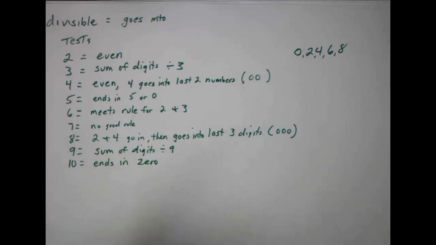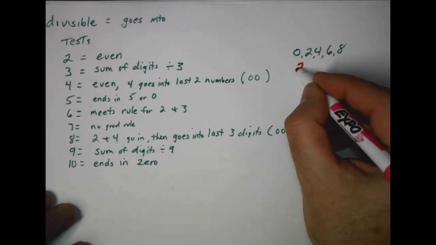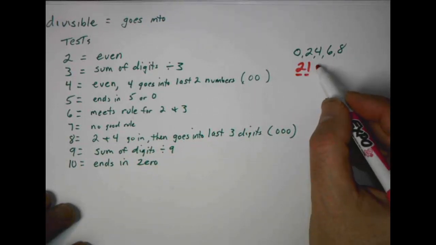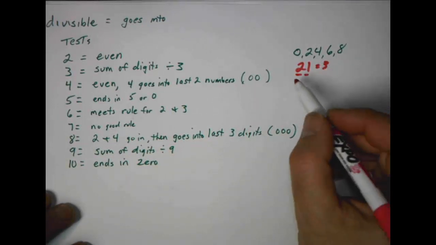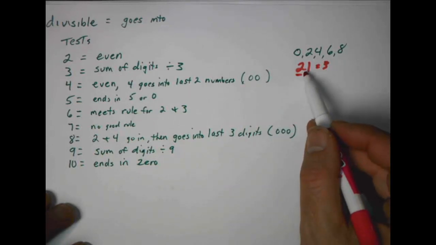See, if 3 goes in, the test is the sum of the digits is divisible by 3. So let's say the number is 21. This is a digit, this is a digit. 2 and 1 is equal to 3. 3 goes into 3, therefore 3 goes into 21.